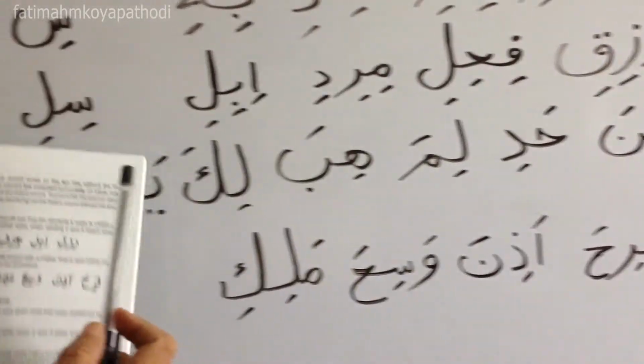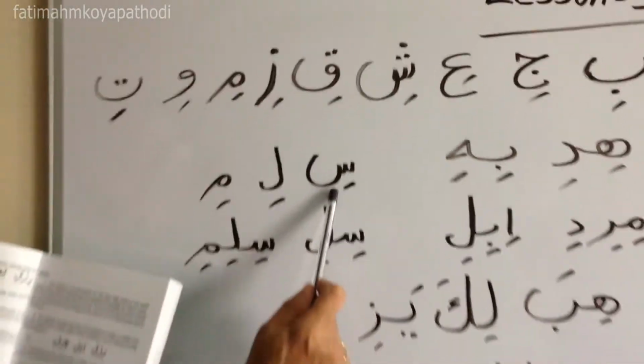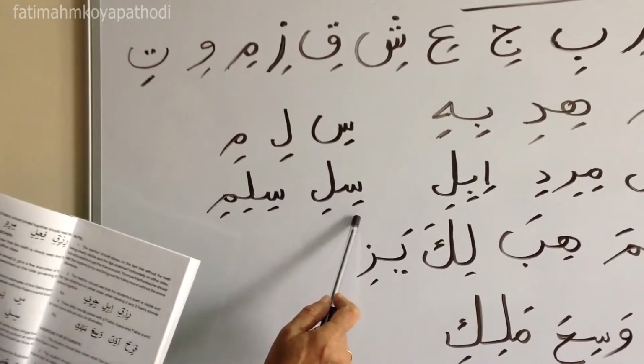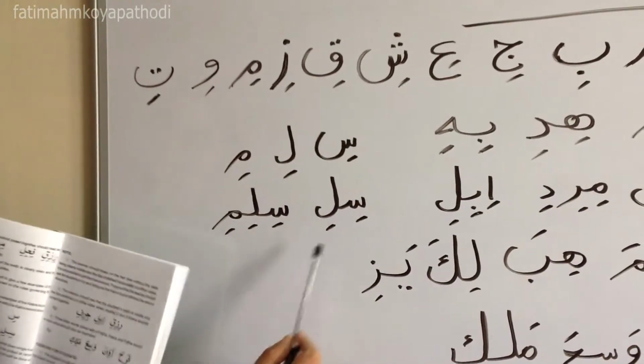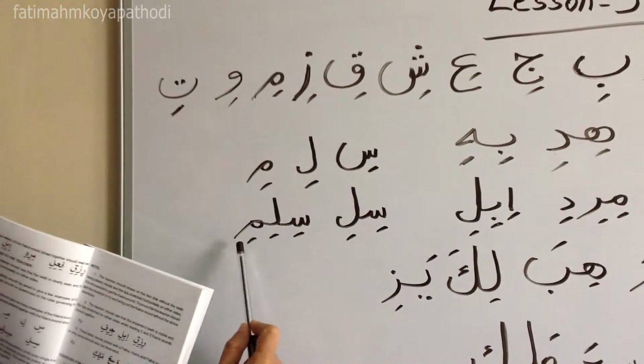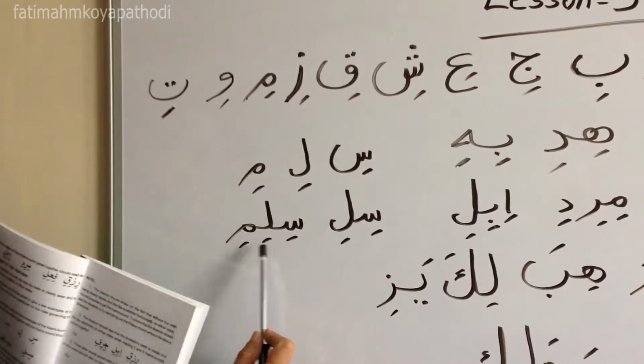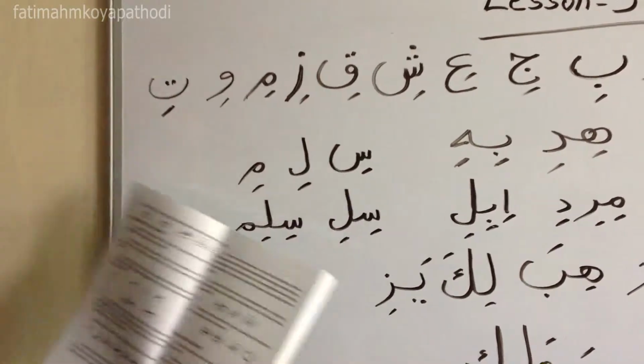So we have here si, li, mi. Si, li, si, li, mi. So here we have 3 Kasra sounds. Si, li, mi.